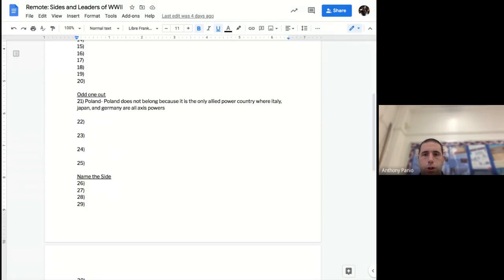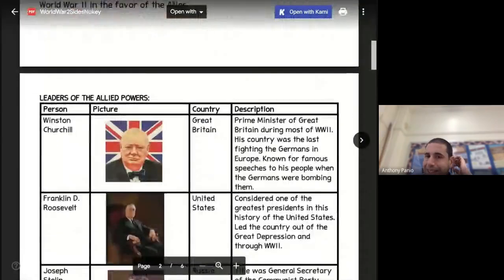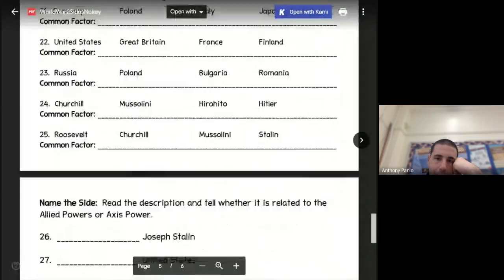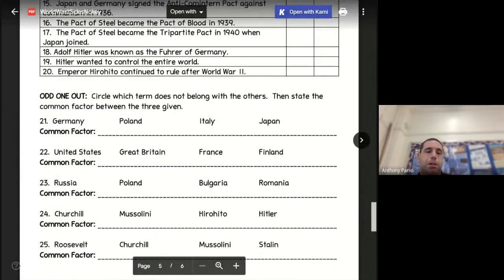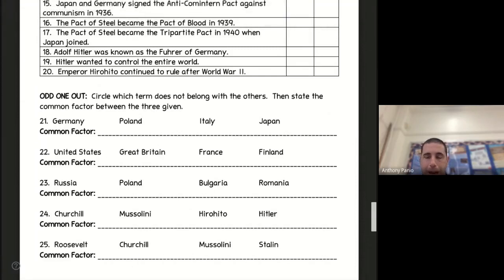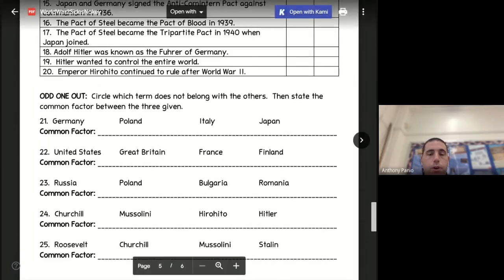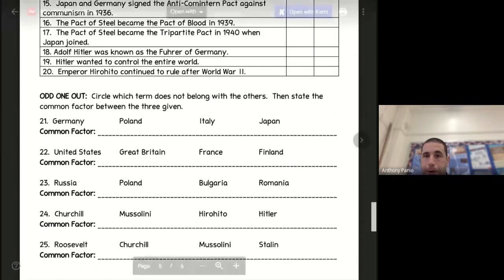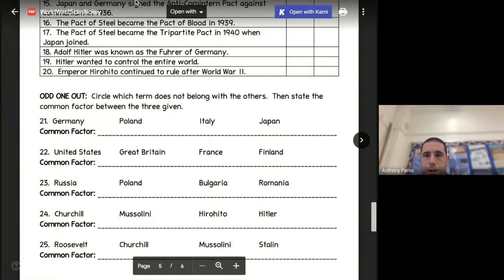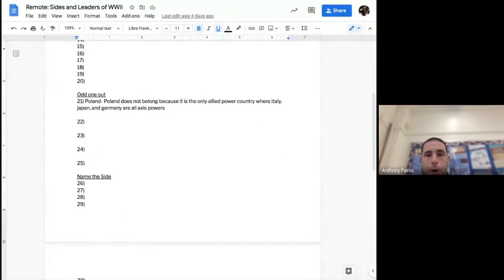So let's go to 21. When you get to the one that says odd one out, you basically want to tell me which one of these 4 choices doesn't belong with the others. So in this case, you have Germany, Poland, Italy, Japan. So we know from the reading that Germany, Italy, and Japan are Axis powers. We would know that Poland from the reading is an allied power. So the way I did it is I wrote the name Poland, and then I basically said Poland does not belong because it's the only allied power country where Italy, Japan, and Germany are all Axis powers. So I explained that. That might be the only tricky thing to do. I think everything else is pretty straightforward.